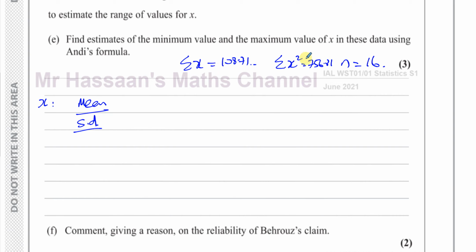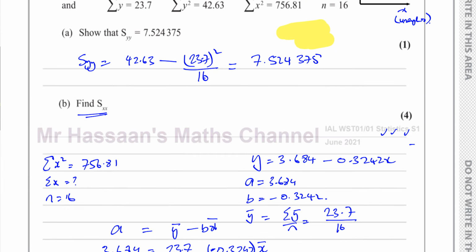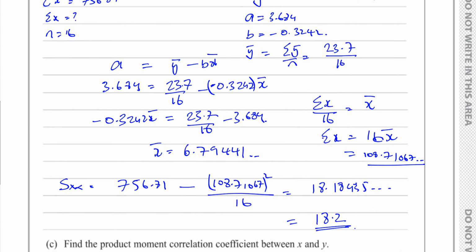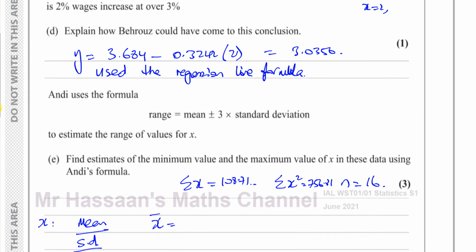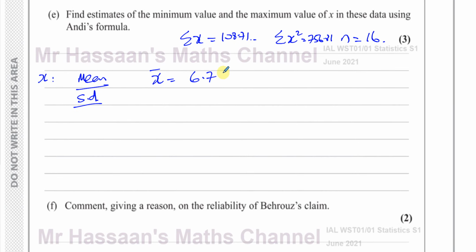The sum of the x squared values, the number of terms. So the mean is pretty simple. We already found it. It's just that divided by 16, which is what I wrote down before, 6.79441. That's the mean. Okay, and we need to find the standard deviation.